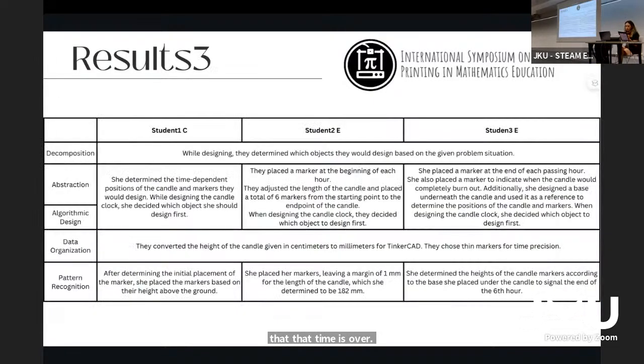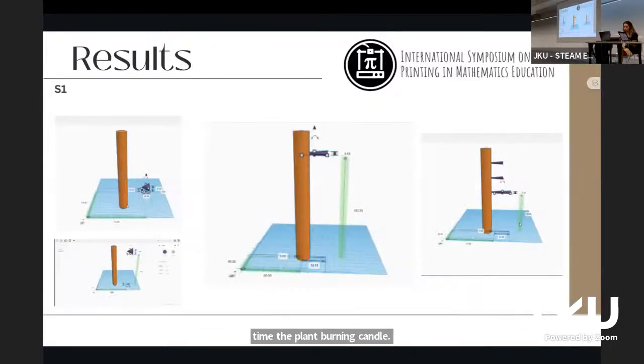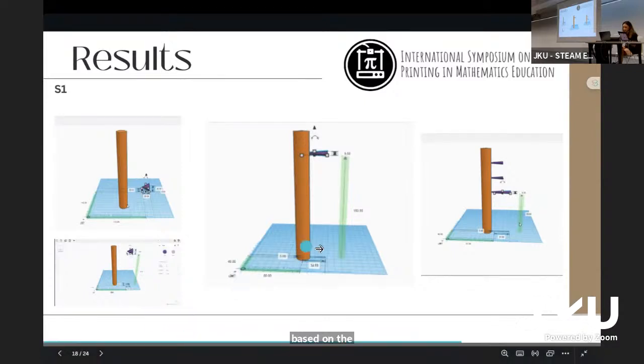This table shows the result of the 3D modeling of the mathematical problem. Although they obtained the same result in their mathematical solutions, 3 different designs emerged during the 3D modeling process of the time-dependent burning candle. Now I will show you those models. All students chose cylinder shapes for the candle and conic shapes for the marker. These students determine the positions of the markers based on their heights above the ground.